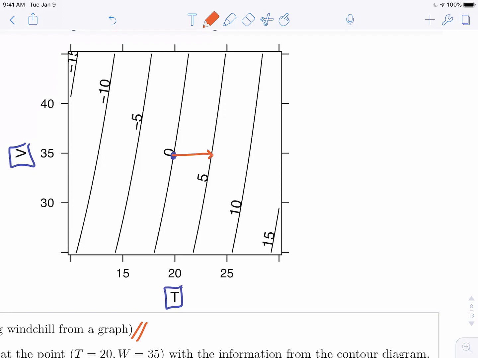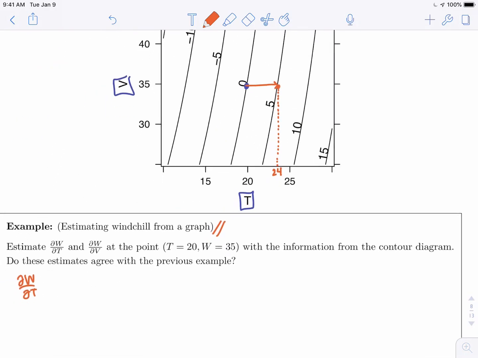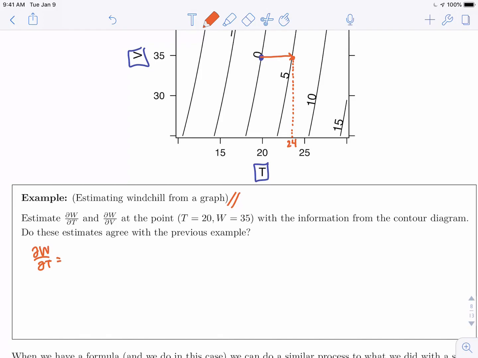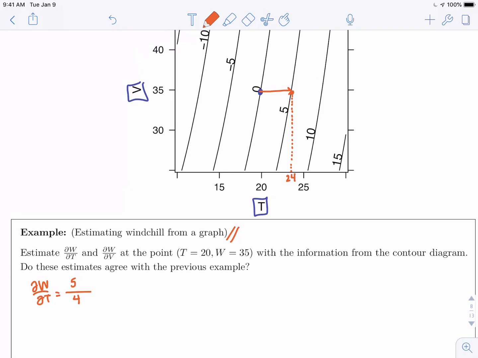So if I'm here, maybe this is 24. I don't know, I just have to be able to estimate. It looks like a 4-degree change in temperature allows for a 5-degree change in wind chill. I notice this because I'm looking at 5 minus 0: the spot that we are at, then going all the way up to 5. The numerator here is 5 minus 0. The denominator would be 24 minus 20, because that's how much I changed in temperature. Again, I just get to estimate, so I do what I can. And I get 5/4.